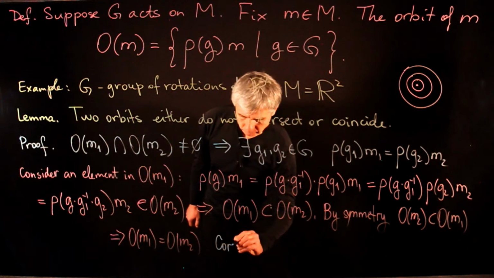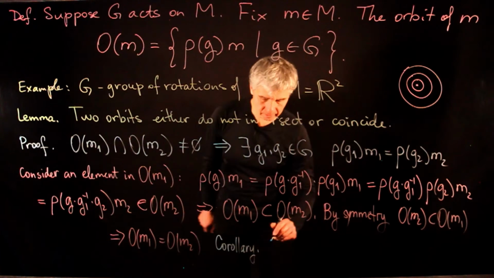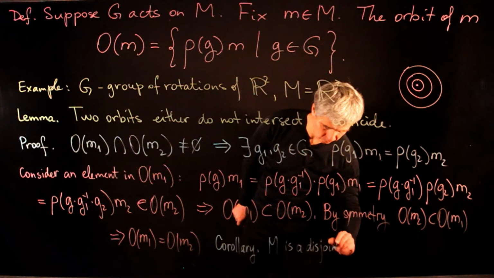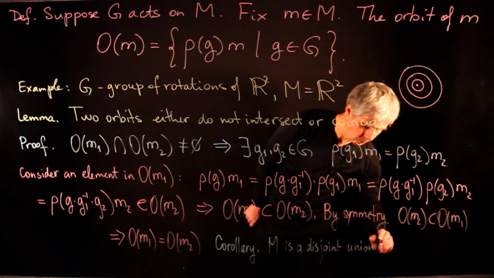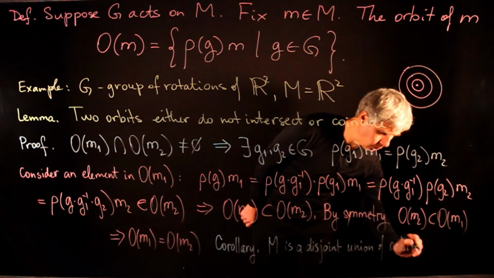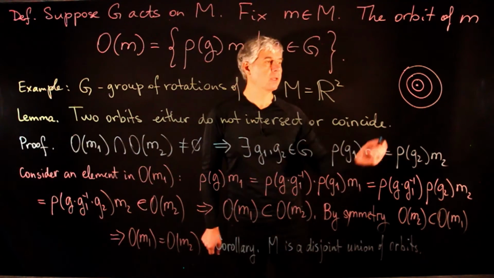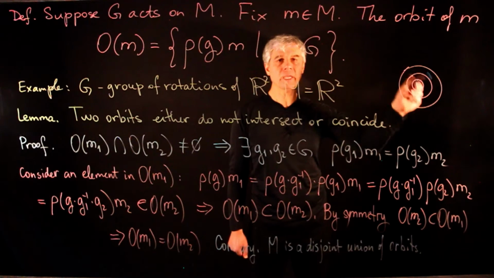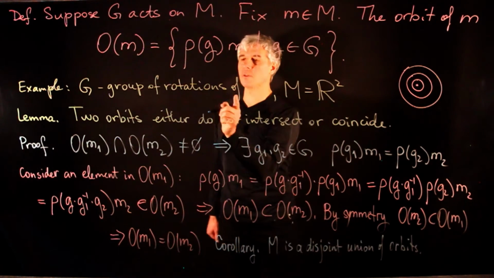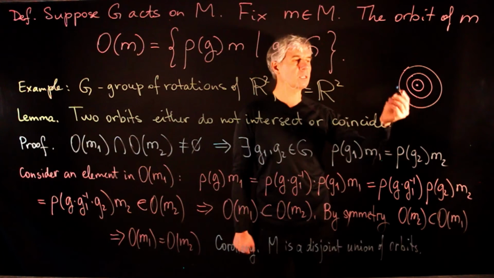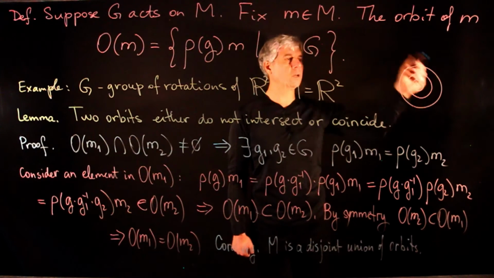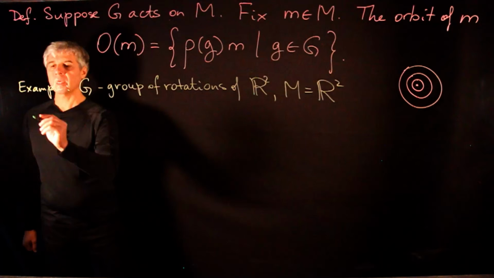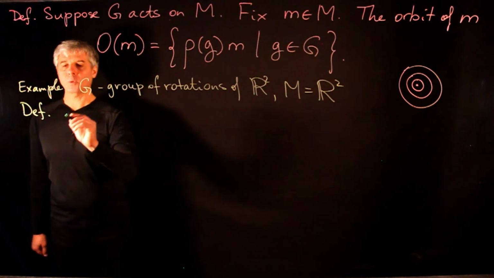As a corollary, we get that M is a disjoint union of orbits. That is, orbits partition the set M. This can be illustrated in this example. If we consider concentric circles on a plane, these are orbits under the group of rotations of R2, then we see that distinct orbits do not intersect, and the whole plane is partitioned as a union of disjoint concentric circles.